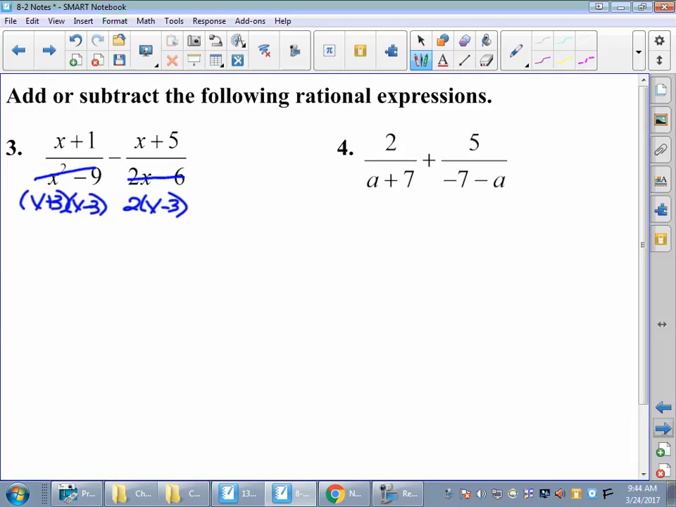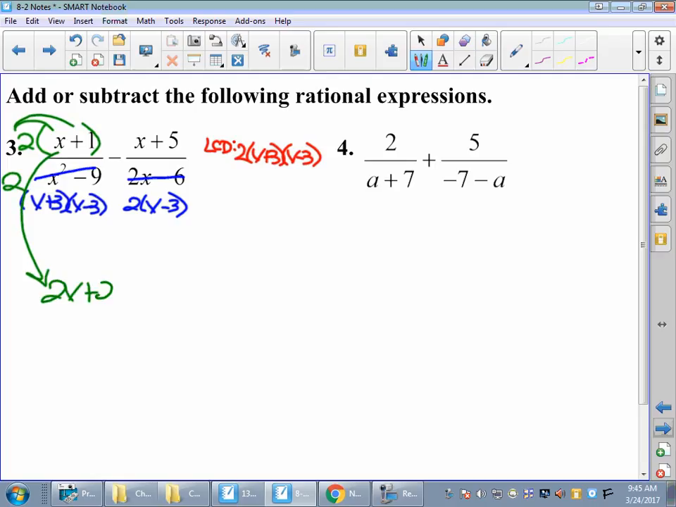So my least common denominator, they each need a minus 3 so they can share that. So I need a 2, I need an x plus 3, and they can share the x minus 3. So there's the least common denominator. The first fraction just needs the 2. It's missing the 2. So if I multiply the bottom by 2, I multiply the top by 2, which means I'm going to distribute. And so I write that down below, 2x plus 2 over least common denominator.